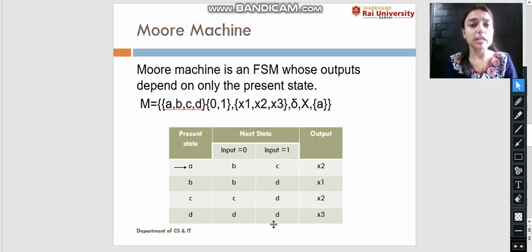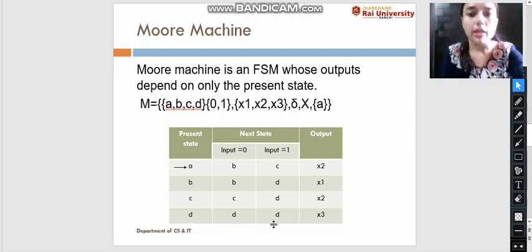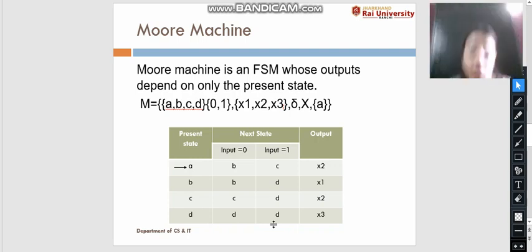Now let's see one example of a Moore machine. A Moore machine is a finite state machine where the output depends only on the present state. It means that if on giving some input we are moving to the next state and there is some associated output, then the output will depend only on the present state, it will not depend on the input. So let's see, if we have a Moore machine M, how many states are there? A, B, C, D. We have an input alphabet 0, 1.